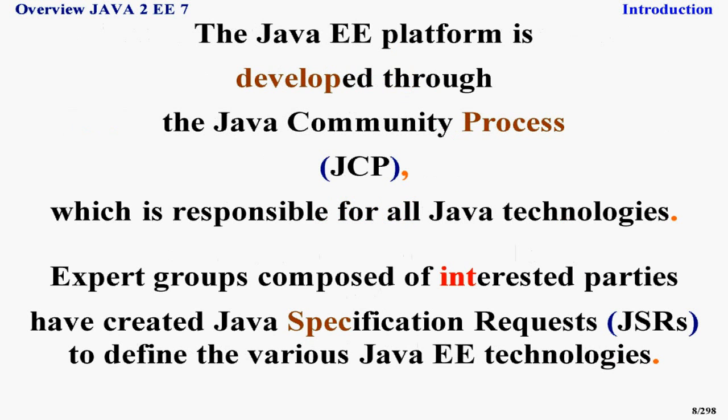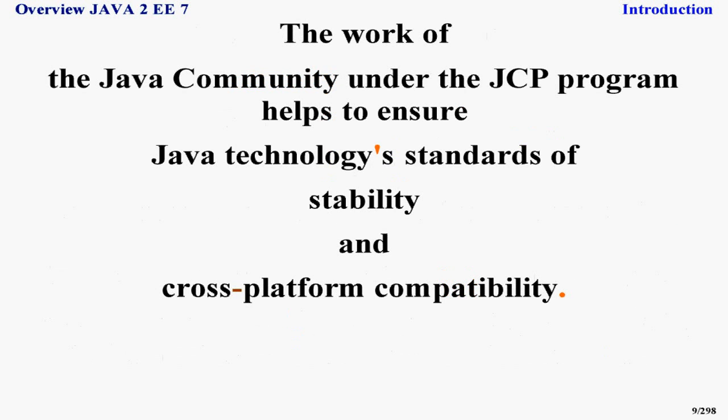The Java EE platform is developed through the Java Community Process (JCP), which is responsible for all Java technologies. Expert groups composed of interested parties have created Java Specification Requests (JSRs) to define the various Java EE technologies. The work of the Java community under the JCP program helps to ensure Java technologies' standards of stability and cross-platform compatibility.